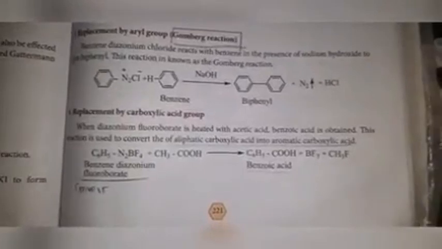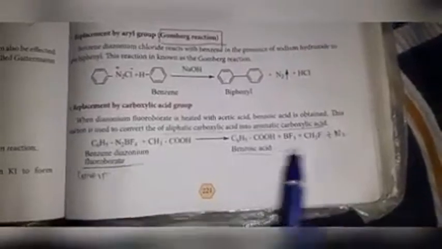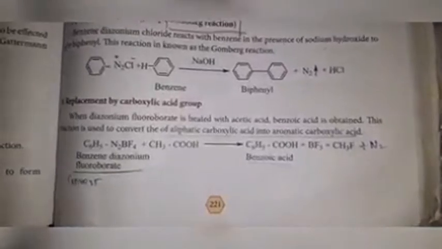C6H5N2BF4 reacts with CH3COOH. From this BF4, BF3 is removed, and the N2 group is removed. The remaining one fluorine takes the CH3, meaning CH3F is removed. The remaining groups are combined, so you will get C6H5COOH, that is called benzoic acid.